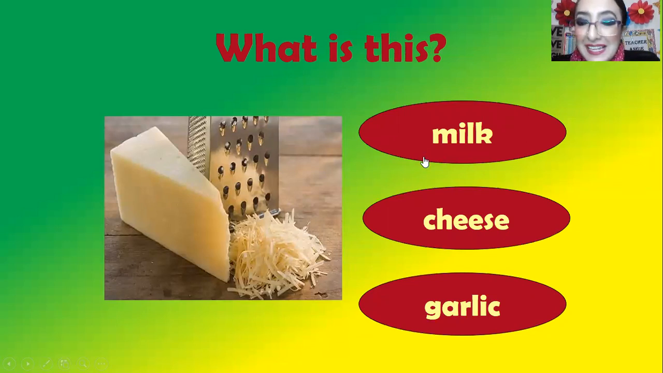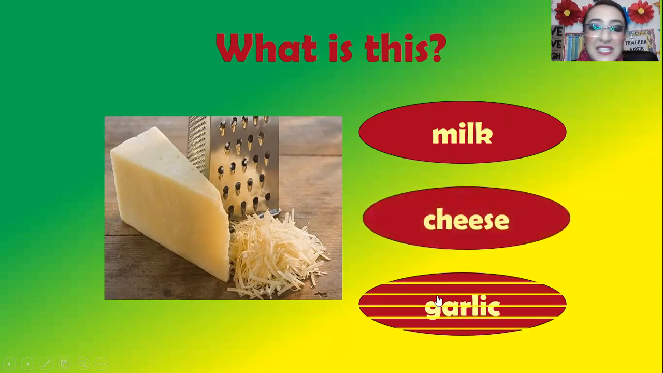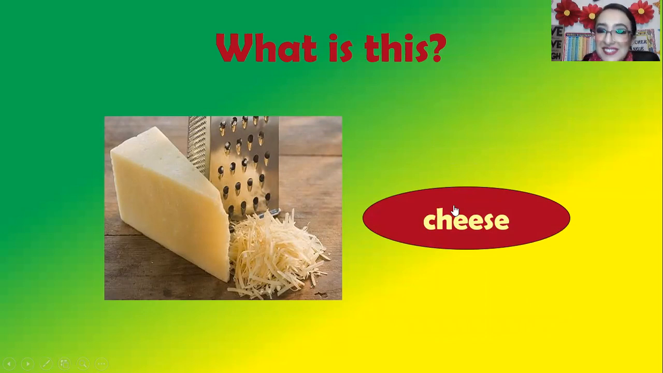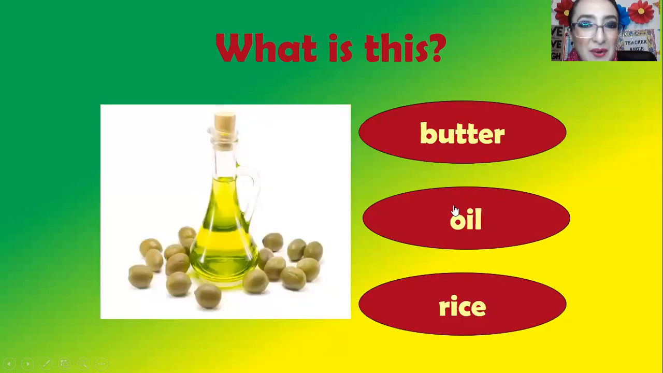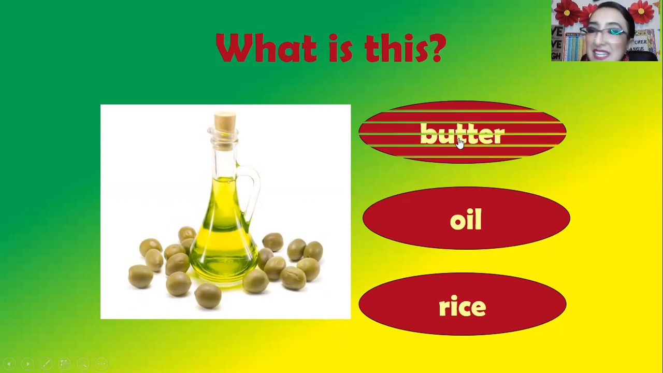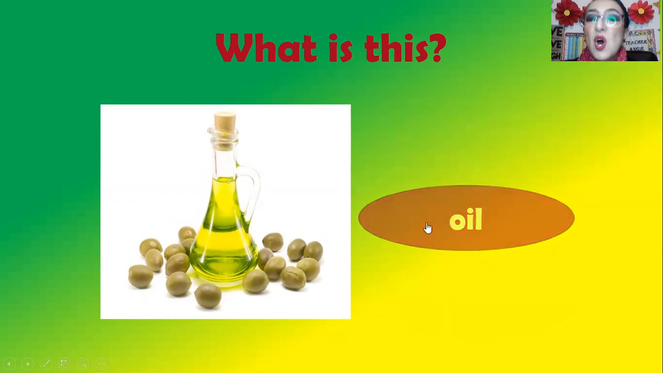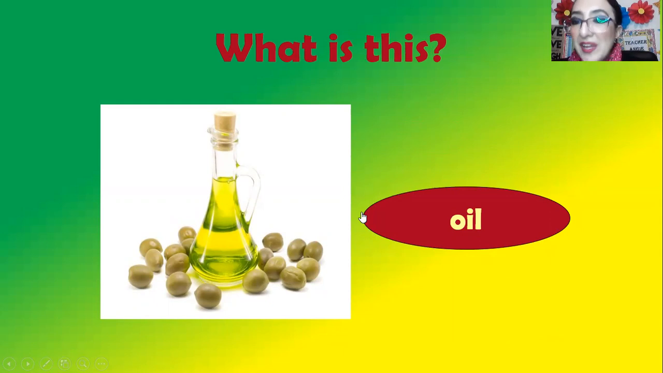What is this? Milk, cheese, or garlic? Cheese, neither garlic nor milk. It is going to be cheese. Oh, what do we have here? Butter, oil, or rice? Neither butter nor rice. We have oil, aceite, olive oil, aceite de oliva, porque las olivas son las aceitunas.